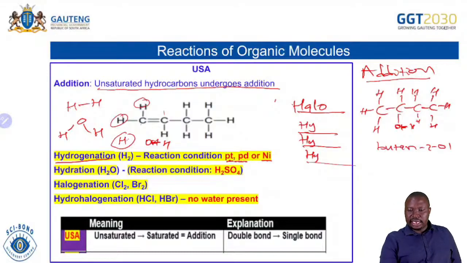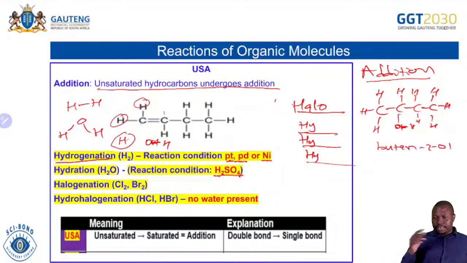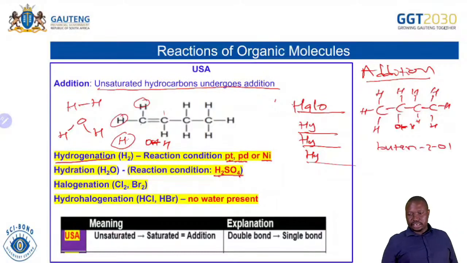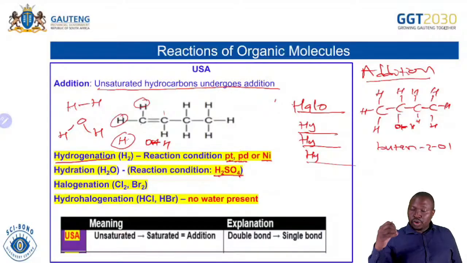And we're saying those are the catalysts. The catalyst for adding water is sulfuric acid. Remember, where there is water, sulfuric acid likes to be there because it's a dehydrating agent. It's a nice catalyst for these reactions of water. So most of the time where water is being utilized, you must know that sulfuric acid will be our catalyst.